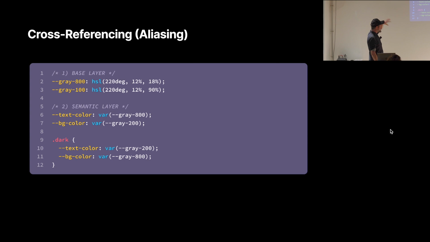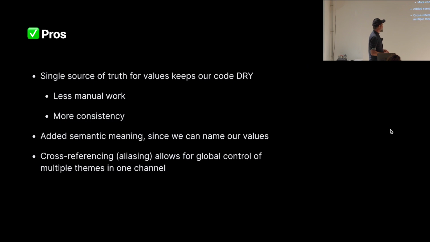Also, cross-referencing: one custom property can point to another one, and so we get theming capabilities right inside CSS. So a dark mode, for example, is really, really easily accomplishable, I would say.